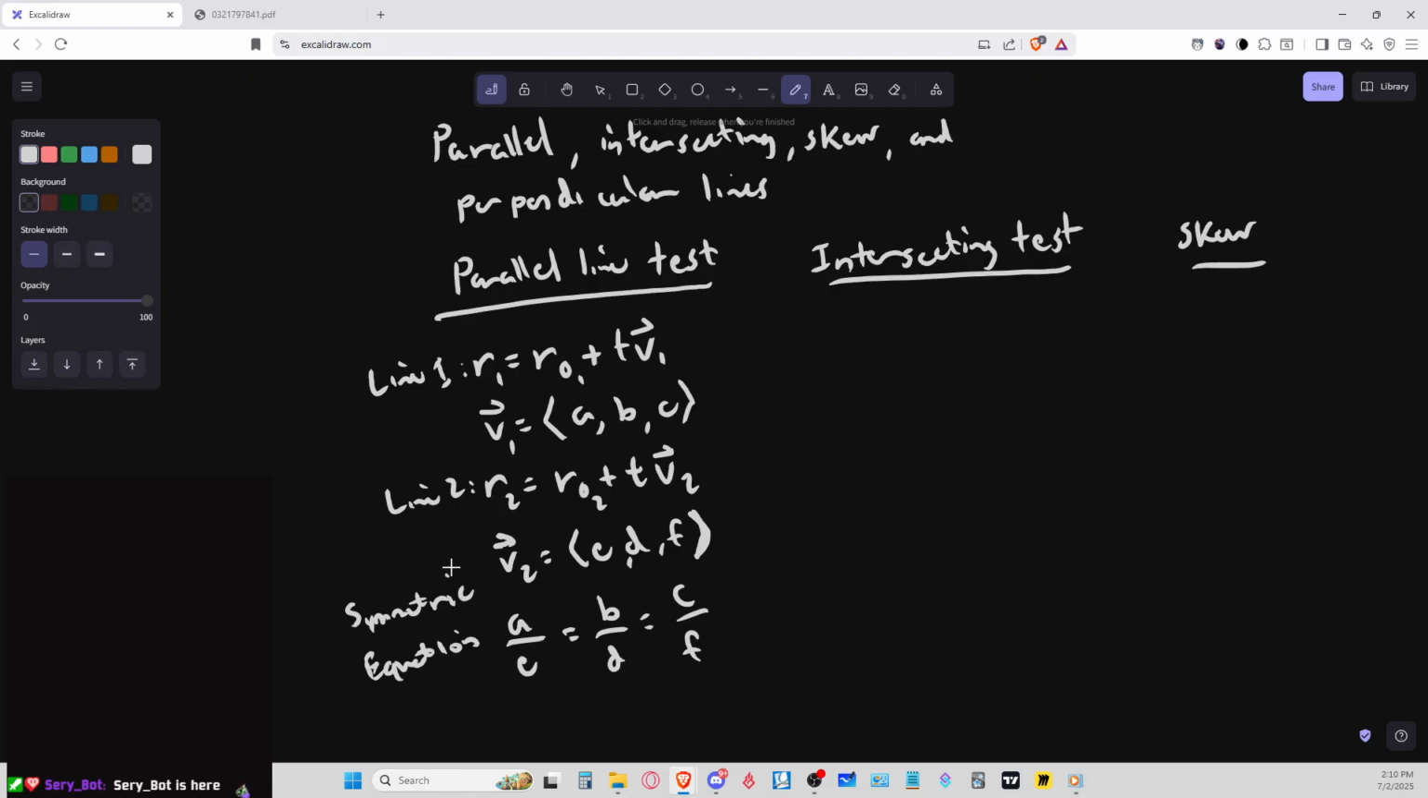Okay, so for perpendicular or intersecting, I think for the perpendicular test, you just have to do the dot product of the lines. If it equals 0, then they're perpendicular to each other, which is probably a given.